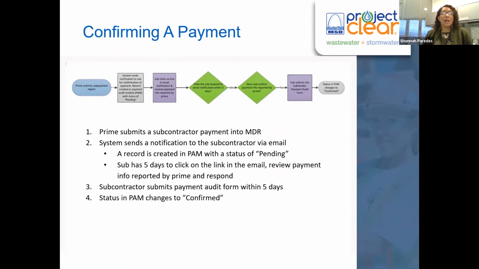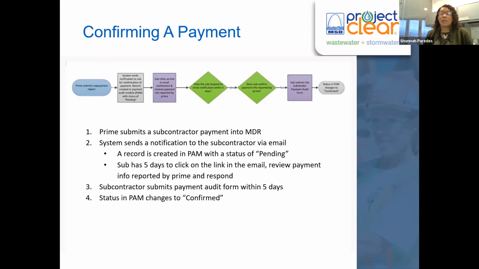So starting with the blue box at the top, the prime submits a subcontractor payment into MDR. MDR is MSD Diversity Reporting System. Next, in the gray box, the system sends a notification to the subcontractor via email. This creates a record in the payment audit module with the status of pending. Then the sub has 5 days to click on the link in the email, review the payment information reported by the prime, and respond by clicking on the hyperlink to confirm or dispute the payment information.